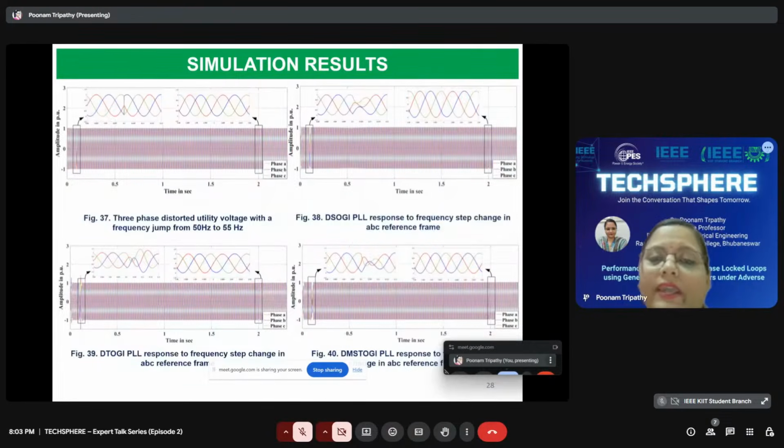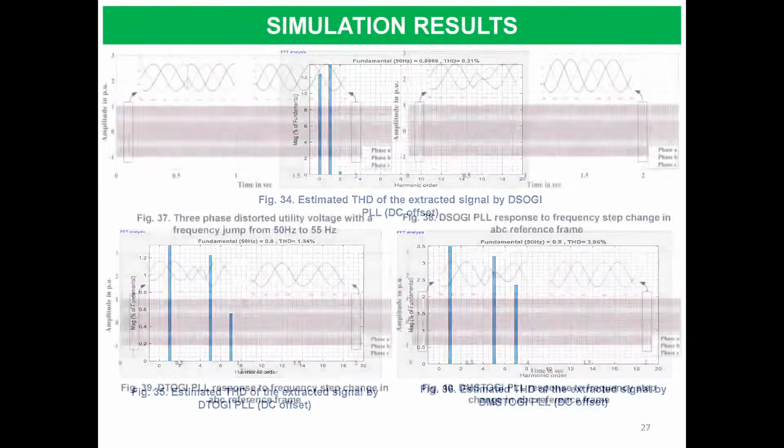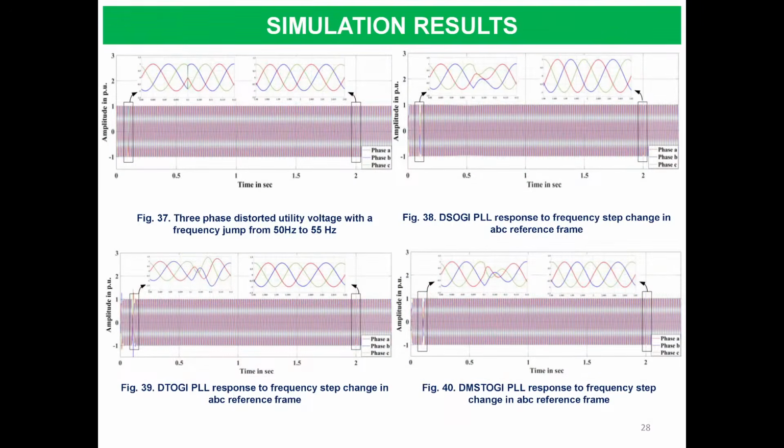Now this is the third case, that is the frequency jump, which is another most vital and most recurring test case in any grid operating condition whenever the grids are interconnected with renewable energy sources. So here this was the first figure. Figure 37 represents the input grid voltage, where a frequency jump test case has been provided from a time period of 0.5 to 1.5 seconds, and these are the simulation responses of all the PLLs in the ABC or the natural reference frame. So it can be seen that all the PLLs are capable of estimating the grid parameters accurately in the ABC reference frame.